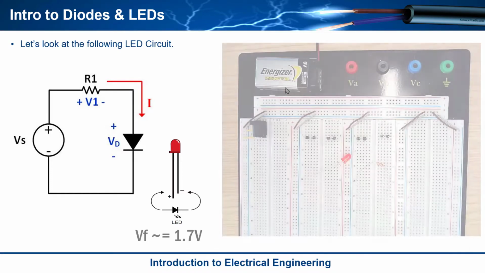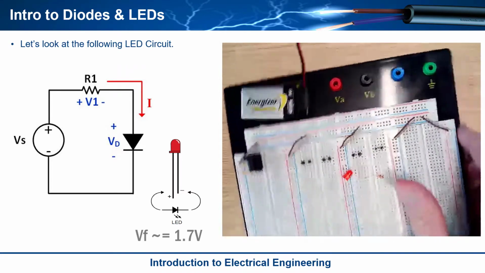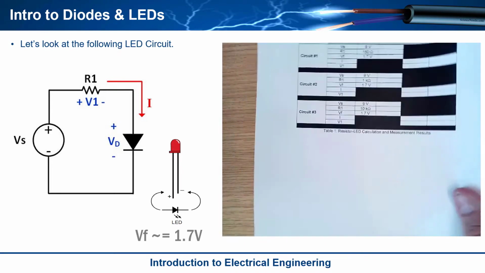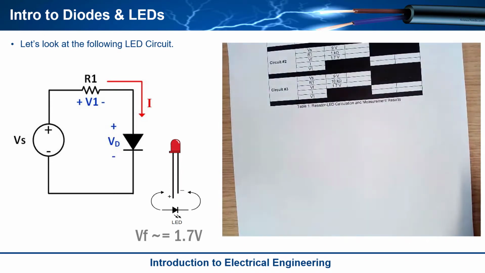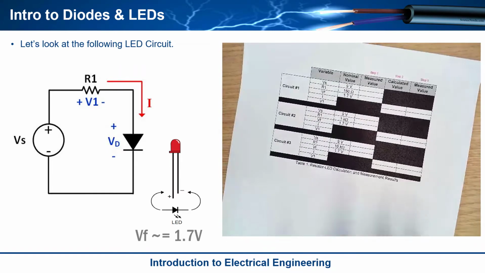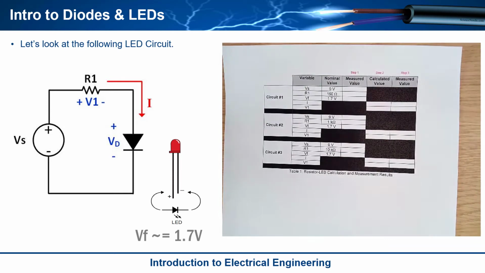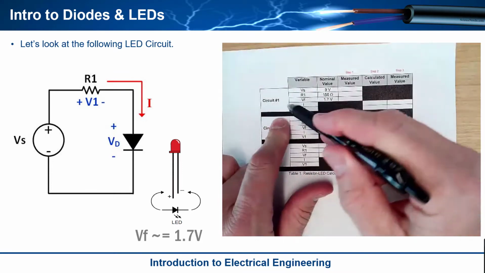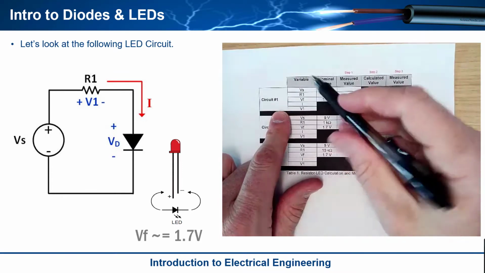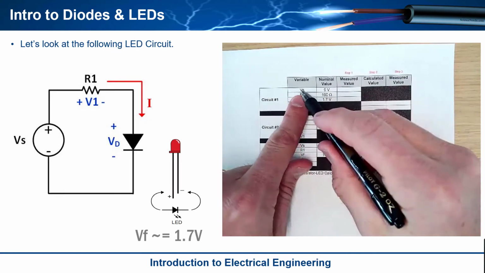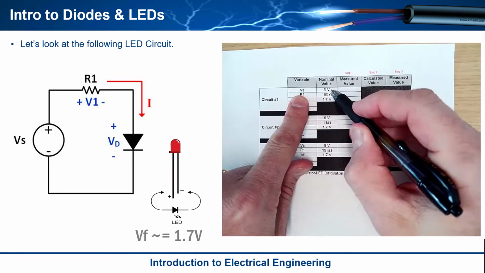Okay, so let's take a look at some initial calculations of what we're going to do. So let me get the breadboard out of the way here. I've created this nice little table to tabulate what I'm going to be doing. And if you look at this, I've got 3 circuits. We'll just look at circuit number 1. I have nominal values for the circuit that we're building. And the power supply is going to be 9 volts coming from my battery.